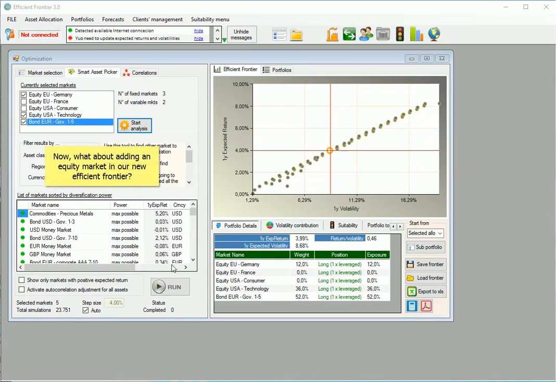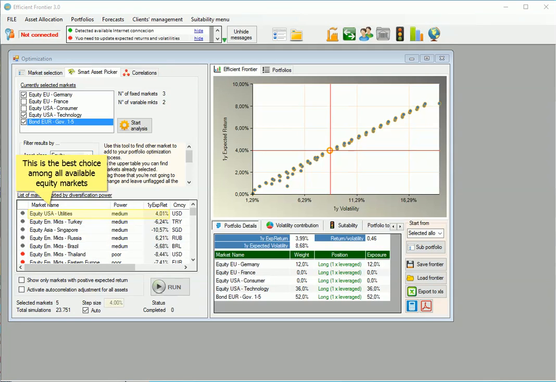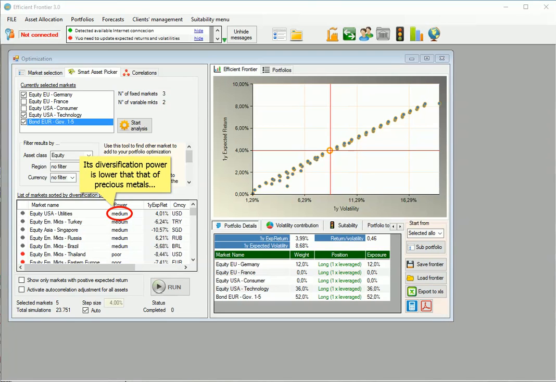Now, what about adding an equity market in our new efficient frontier? We can look for the best equity choice, filtering the list below. This is the best choice among all available equity markets. Its diversification power is lower than that of precious metals, but it's the best possible among equity markets and bears a good expected return. Let's recap what we are doing.